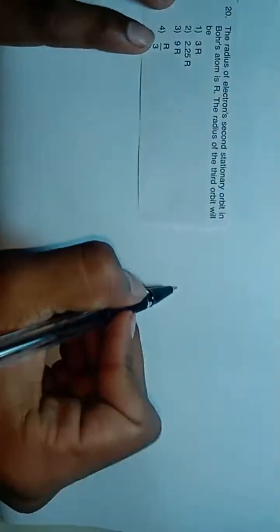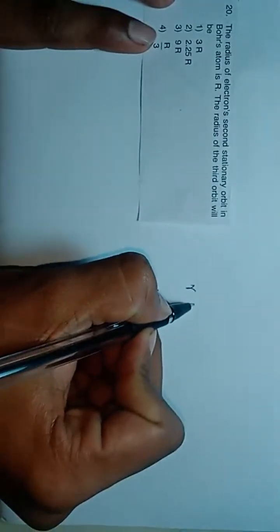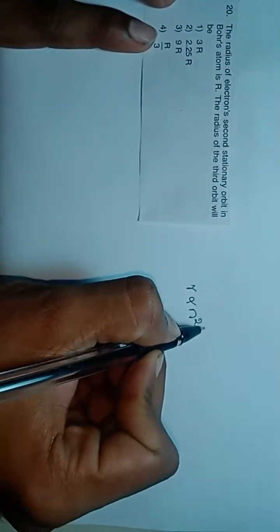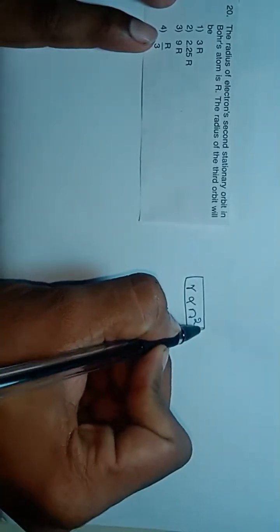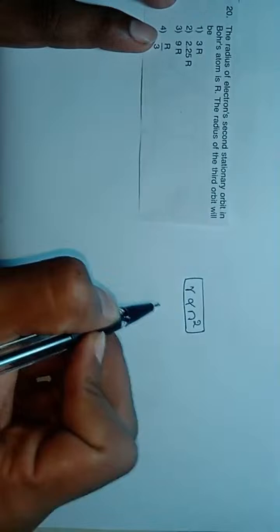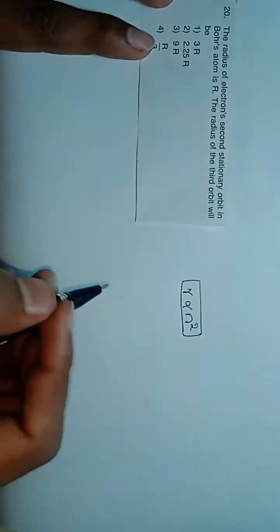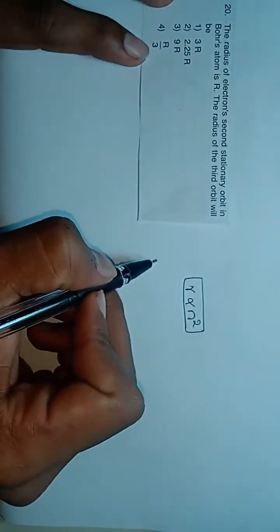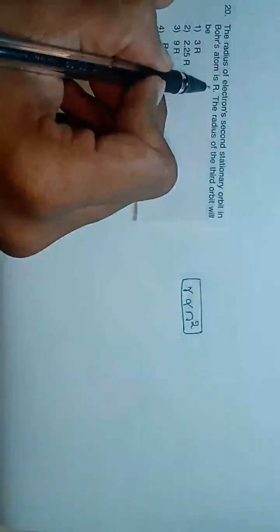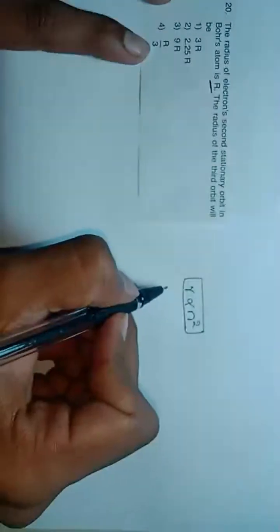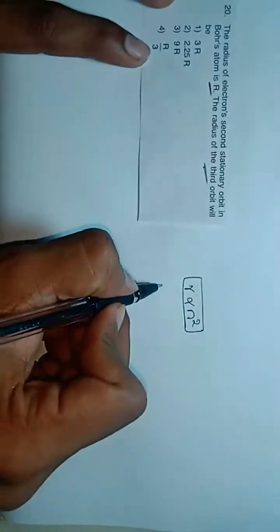The radius of the electron's second stationary orbit in Bohr's atom is r. Then the radius of the third orbit will be, the basics, that the radius of the stationary orbit is directly proportional to the square of the nth orbit. Okay, so now they have given the radius of the second orbit, and they are asking for the third orbit.